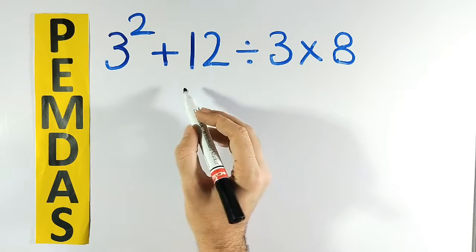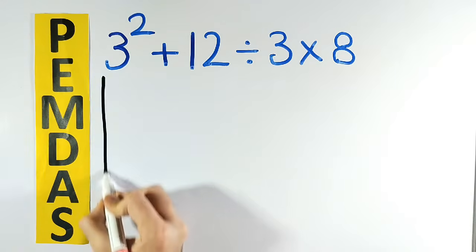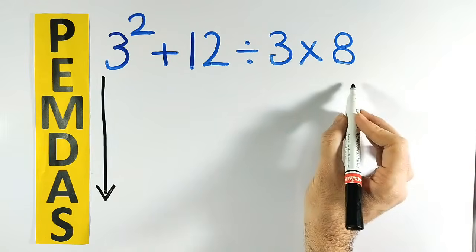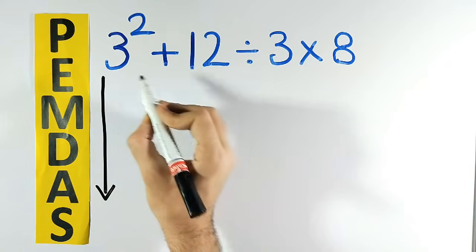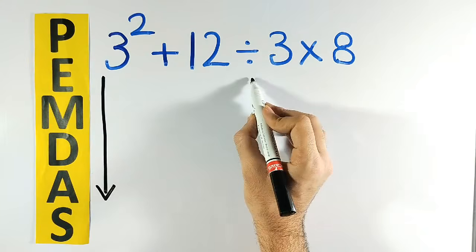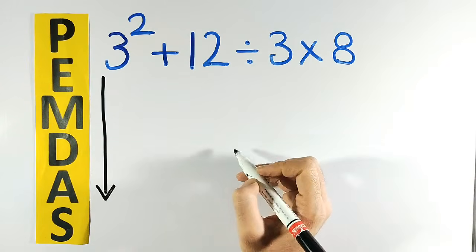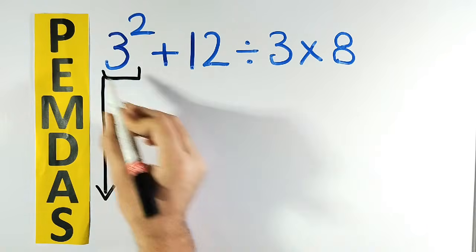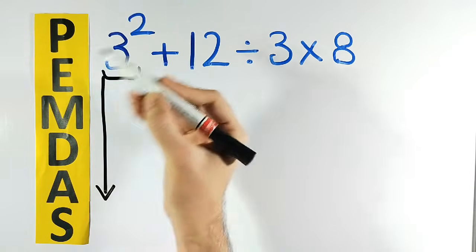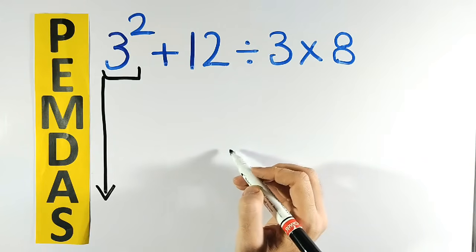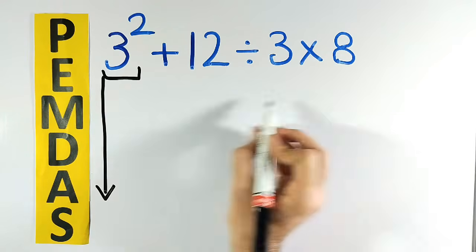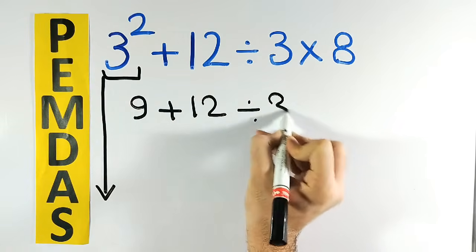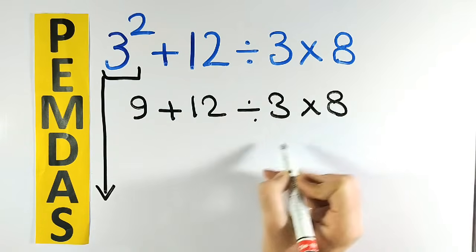To solve this question, we must follow the order of operations step by step from top to bottom. As you can see on the screen, in this expression, first we have an exponent, then an addition sign, followed by a division, and finally a multiplication. According to the PEMDAS rule, first we go for the exponent, because in this expression, exponent has the highest priority than the other operations. So, we can rewrite this expression as 9 plus 12 divided by 3 multiplied by 8.